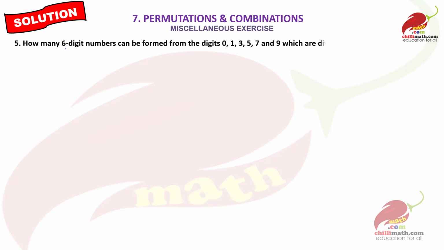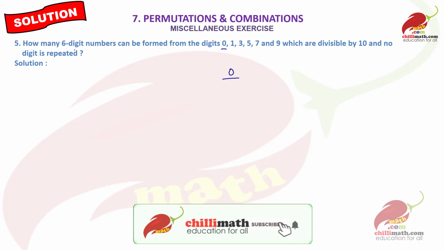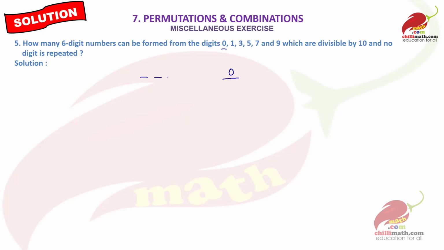Fifth question is, how many 6-digit numbers can be formed from the digits 0, 1, 3, 5, 7 and 9 which are divisible by 10 and no digit is repeating? So as we know, any number is divisible by 10 if it ends with 0. So the last digit should be 0. And we need a 6-digit number. So we need here 1, 2, 3, 4, 5 because the 6th one will be this 0. The first position can be occupied by any of these numbers in 5 ways.